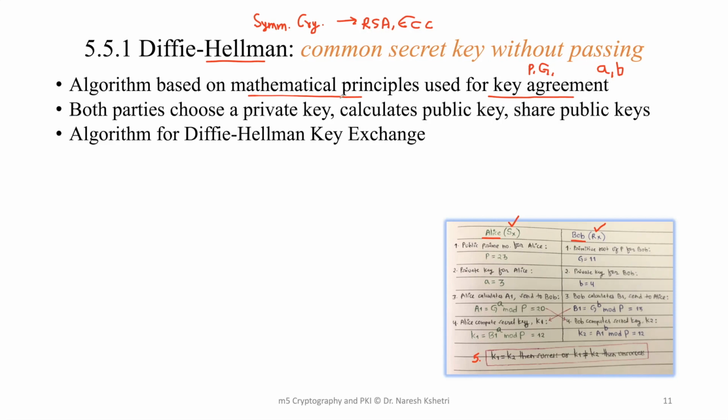Both parties choose a private key. As I have said, the private keys are A and B, and then they calculate the public keys. How do they calculate the public key? That is what we are talking about. Alice calculates A1, Bob calculates B1, and then they share, or exchange, those keys. Alice sends her key to Bob, and Bob sends his key to Alice. Then they compute the secret key at the end. We will go one by one. The steps are pretty simple.